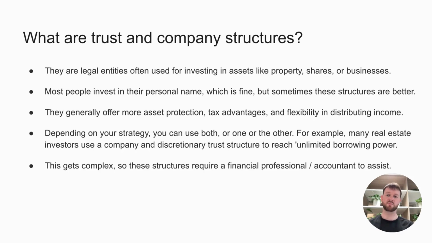And like I mentioned before, their primary reason people use them is for asset protection, tax advantages, and being able to distribute income differently. For example, to your wife, to potentially a husband, to potentially adult kids. So there's lots of different ways you can do it. Maybe it's even to another trust or to another company or to another business. Now, depending on your strategy, you can use either a company or a trust, or you can use both together.